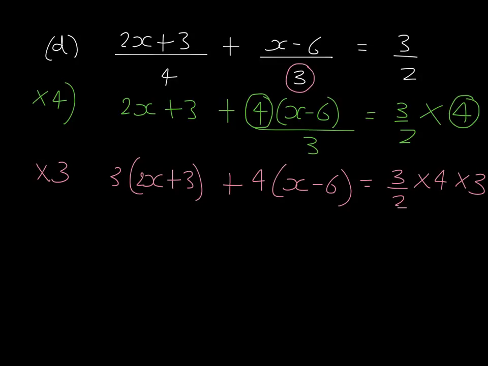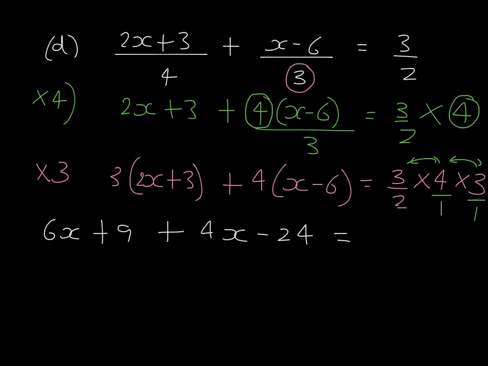We can then start simplifying and expanding brackets, so this first term becomes 6x plus 9. The second bracket expands to give us 4x minus 24. On the right hand side, let's make that 4 over 1, 3 over 1. To multiply fractions together, we multiply numerators together. 3 times 4 times 3 gives us 36. Denominators, 2 times 1 multiplied by 1 again gives us 2, so 36 over 2, which we also know is 18. On the right hand side, we are done.